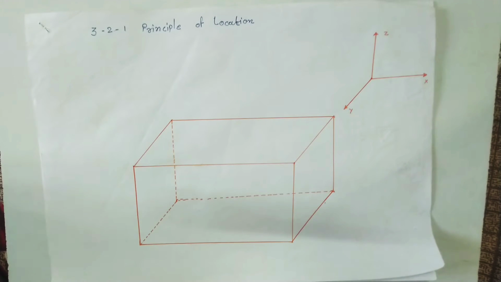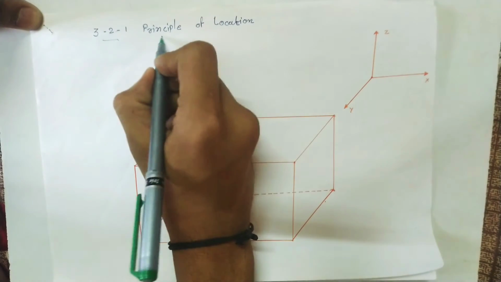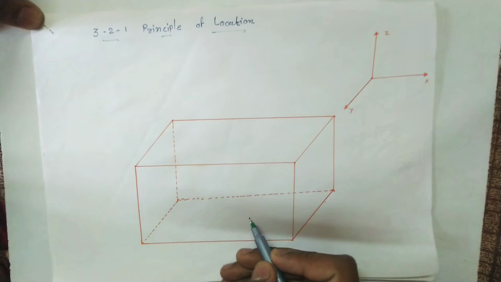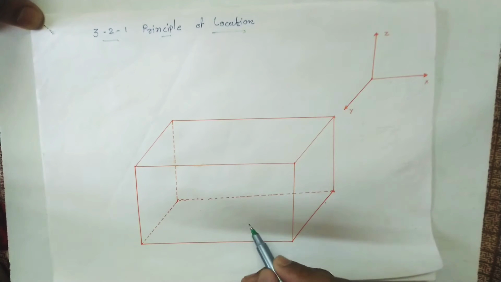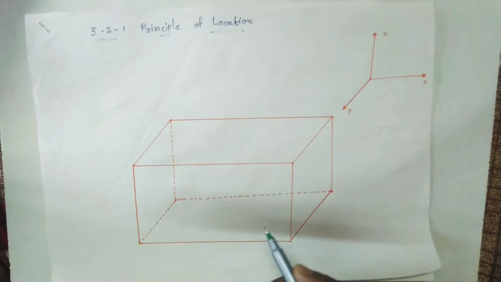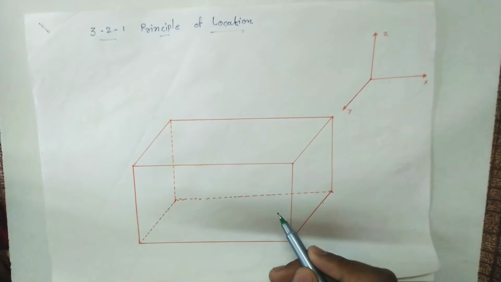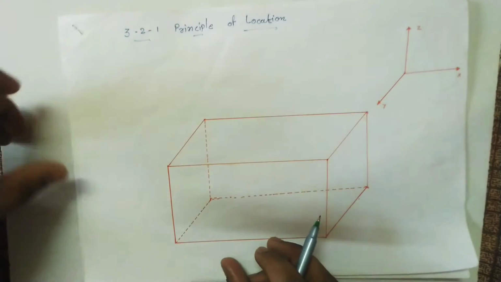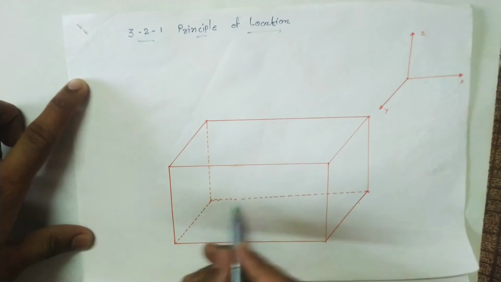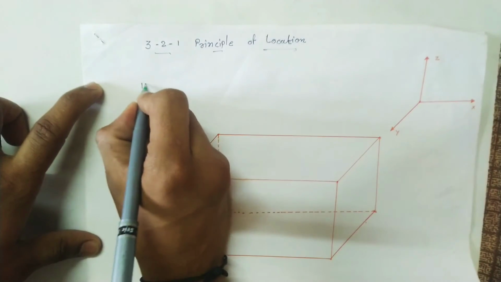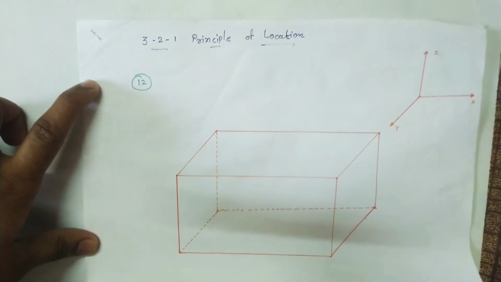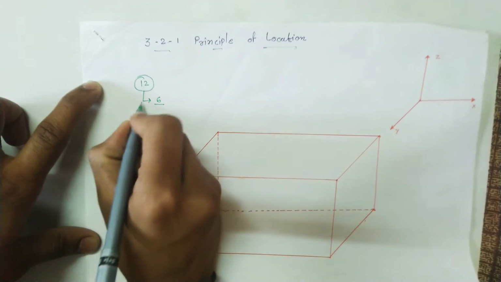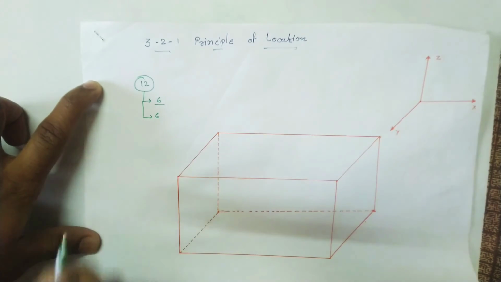Today's topic is the 3-2-1 principle of location. Let's consider a workpiece, a rectangular prism in a space. It is free to move in any direction. At the time, a workpiece has 12 degrees of freedom. Of these 12 degrees, 6 are linear and 6 are rotational.